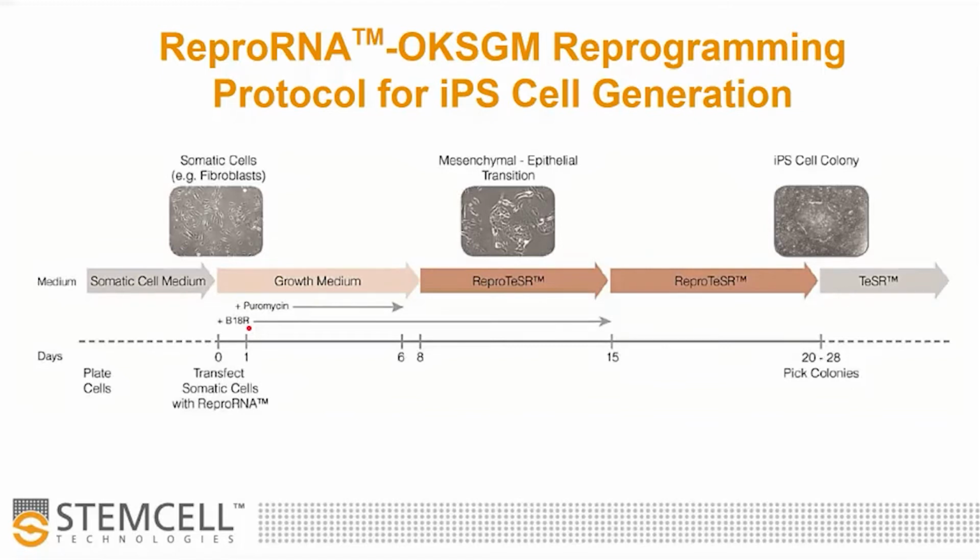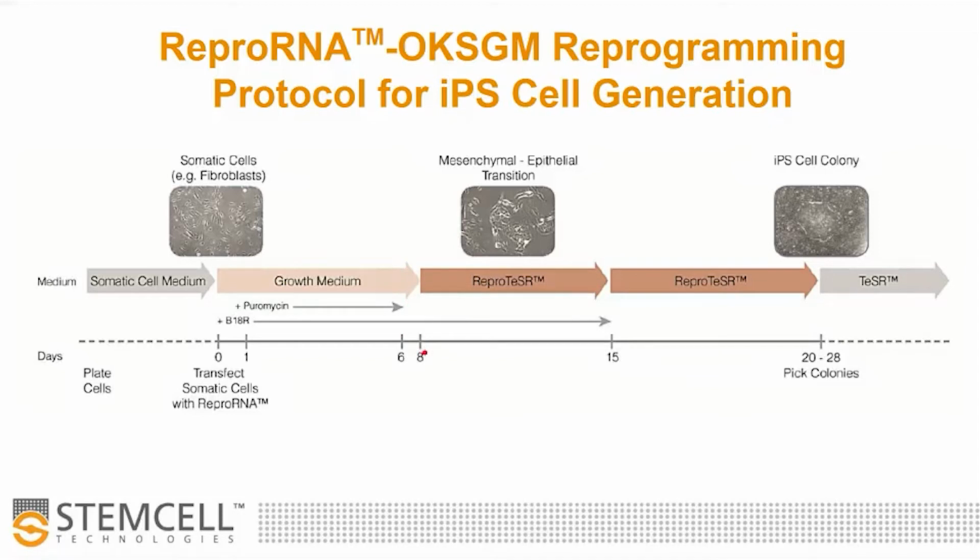B18R is in the medium because we've introduced a foreign piece of RNA to the cells. And what B18R does, it inhibits the interferon gamma response of the fibroblast cells. So it will not degrade the ReproRNA vector until B18R is taken out of the medium. So that's why B18R is there. And you would culture the cells in growth medium and puromycin until day 6 and 7.